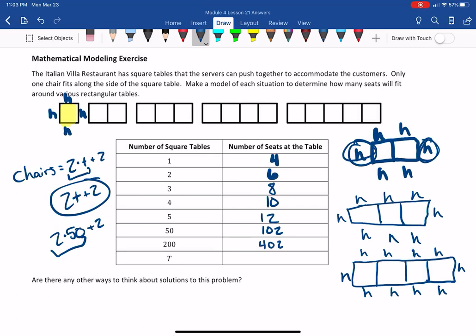Extremely big family. So here's what you guys also got confused about. When I put a letter here, that means how do I go from tables to get to chairs? So how do I go from tables to get to chairs? And we just figured it out right here. See, this is what we can use for the whole entire table. So it would be 2 times t plus the 2 chairs on the end.